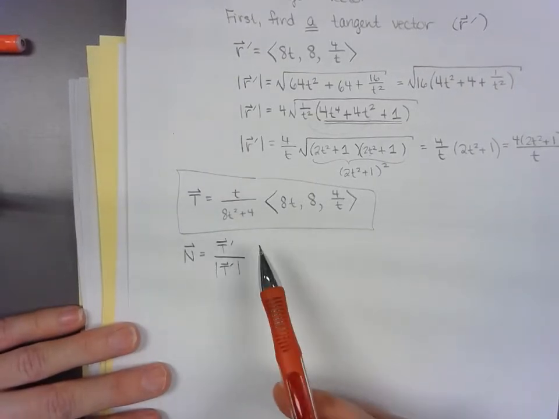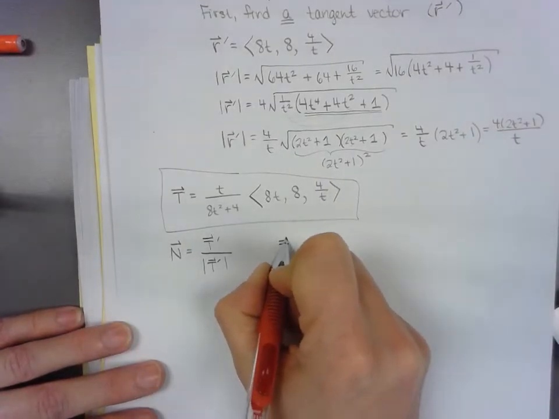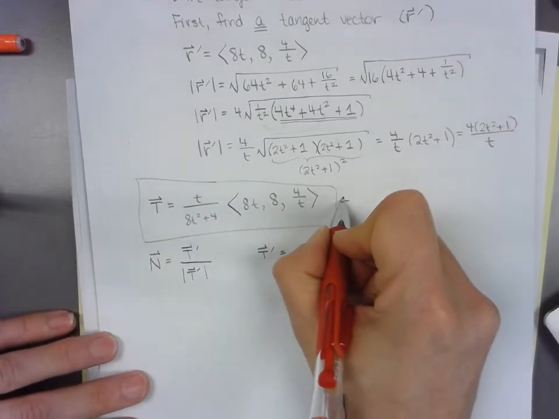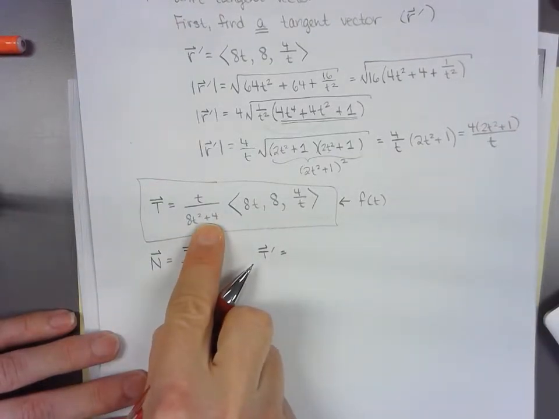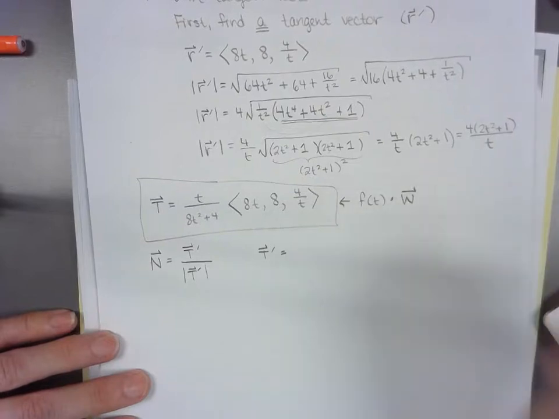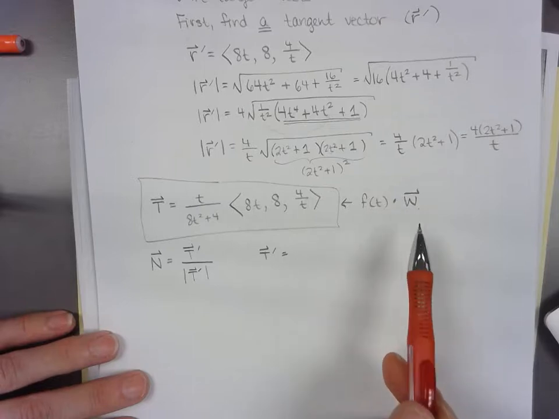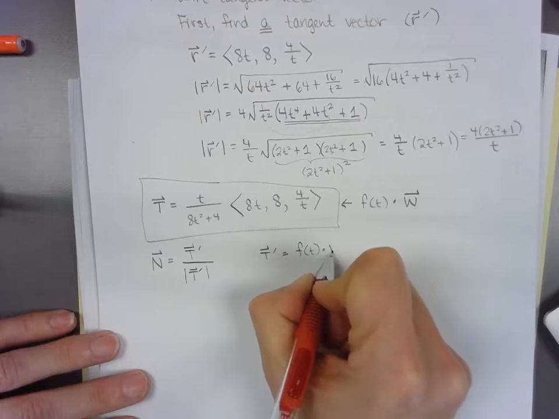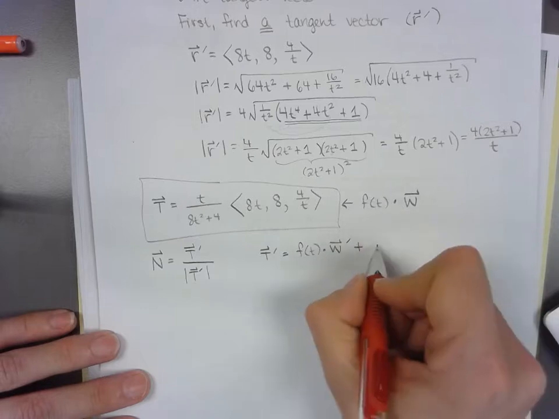So what I would do to find t prime is I'm going to first think of t as a scalar function out in front times this vector. And so when I want to take the derivative, I need to use the product rule. So I think of it as first times the derivative of the second plus the second times the derivative of the first.